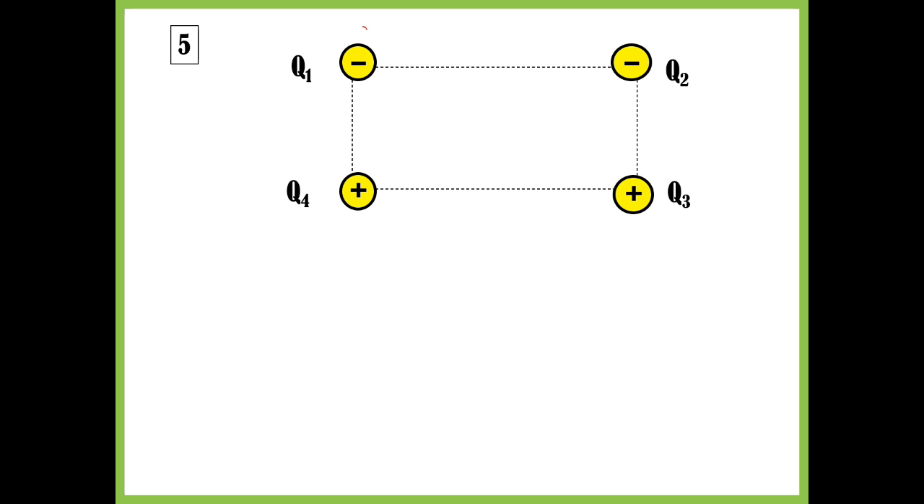Again, force acting on Q1. F12: negative, positive, attractive. F14: negative, positive, attractive, so it's going to be diagonal. F13: negative, negative, repulsive, so it's going to be to the left. So this is F12. This is the electric force diagram for this case.